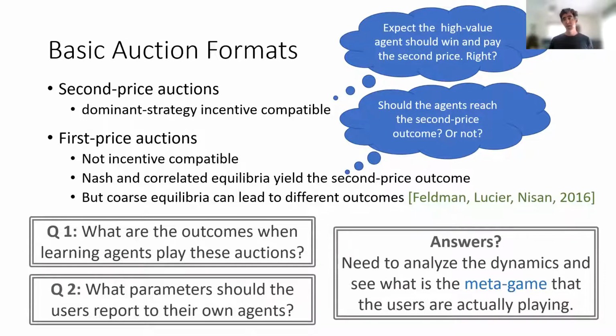And as I said, to answer these questions, we'll need to dive deeper into the dynamics and to understand what is in fact the metagame that these users are playing. And we'll see that the first point here is in fact not correct. We are not going to get the second price outcome in the second price auction. Whereas the second point here is correct. We are going to get the second price outcome in the first price auction. And this is a result that we found quite surprising when we started analyzing these auctions.